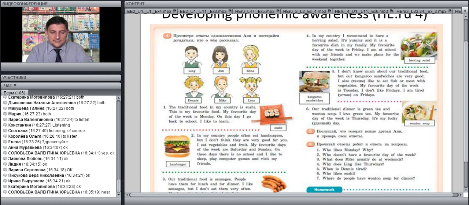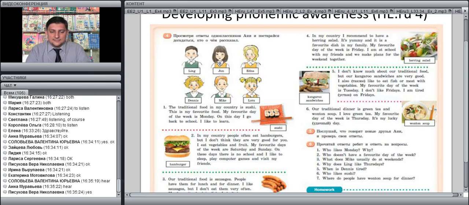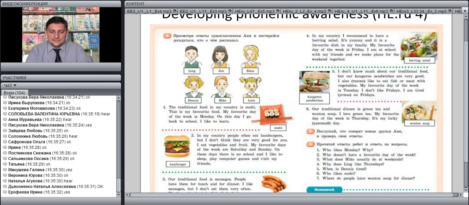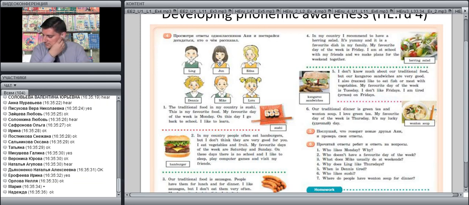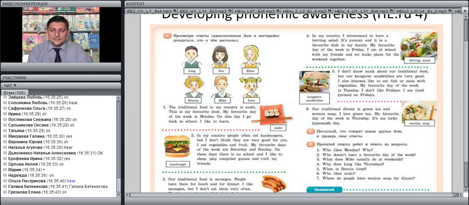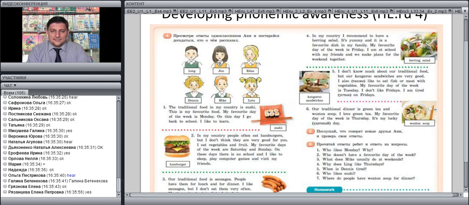Lesson 3. Exercise 5. Listen to what Anya's new friends say and check your answers. 1. I'm Jun. The traditional food in Japan is sushi, and I like it very much. It's my favorite food. My favorite day of the week is Monday. On this day, I go back to school. I like to learn. 2. Mike here. In the USA, people often eat hamburgers, but I don't think they're very good for you. I eat vegetables and fruit. My favorite days of the week are Saturday and Sunday. On these days, there's no school, and I like to sleep, play computer games, and visit my friends.